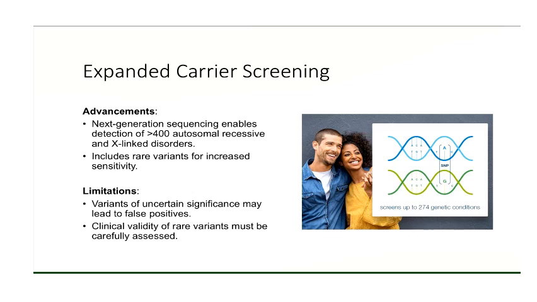Advances in next-generation sequencing now allow for expanded carrier screening, detecting over 400 genetic conditions. While this increases sensitivity, it also uncovers variants of uncertain significance, underscoring the need for careful interpretation and validation.